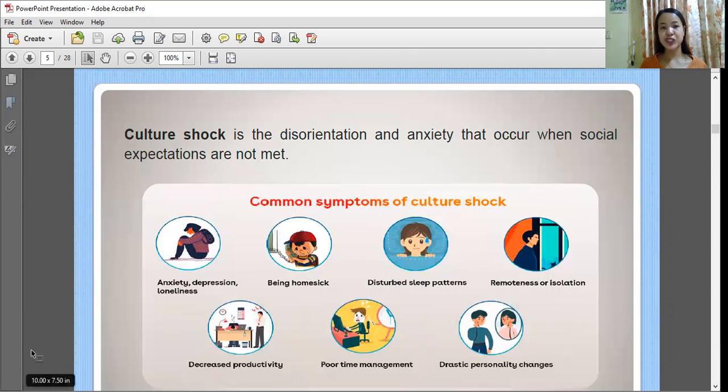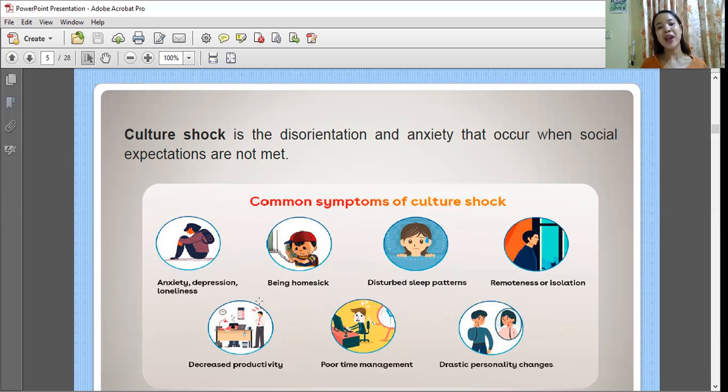And here is culture shock. What is culture shock? It's a disorientation and anxiety that occur when social expectations are not met. Okay, here are the common symptoms of culture shock: anxiety, depression, loneliness, being homesick, disturbed sleep pattern, remoteness or isolation, decreased productivity, poor time management, tragic personality, and changing.